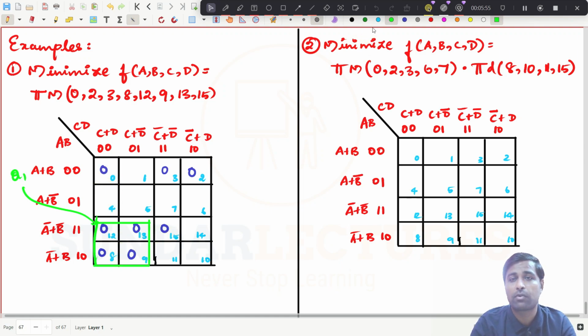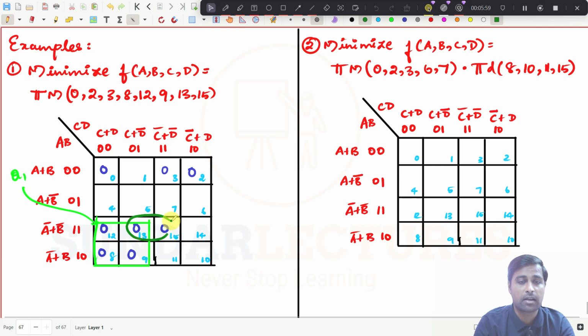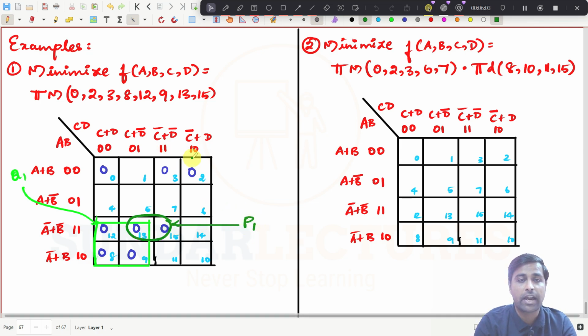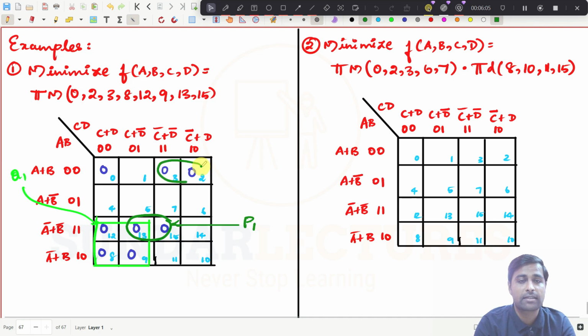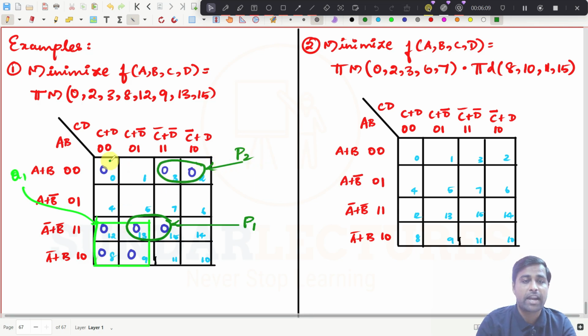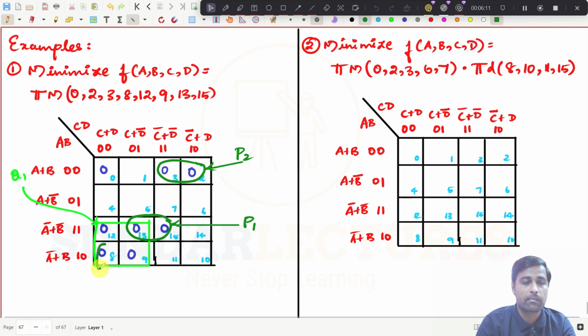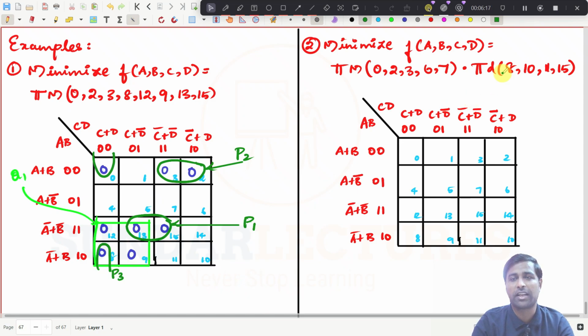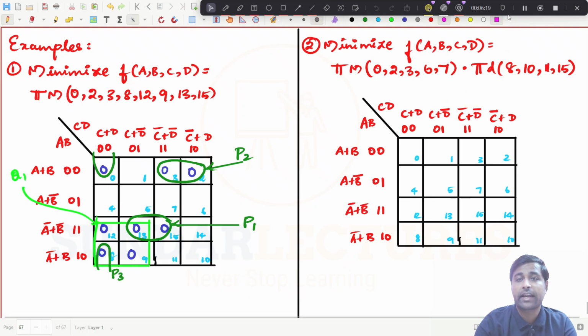Then obviously you have to go for the pair possibility. So this one, I'm taking as pair number 1, and these two can be considered as pair number 2. And to account for this one, I can map this one and this one as pair number 3. That's all. There is no other possibility, right? So how can I write the expression?